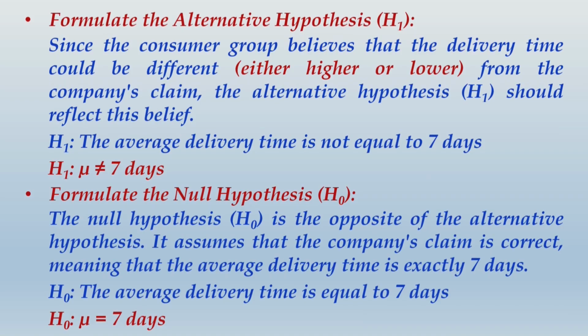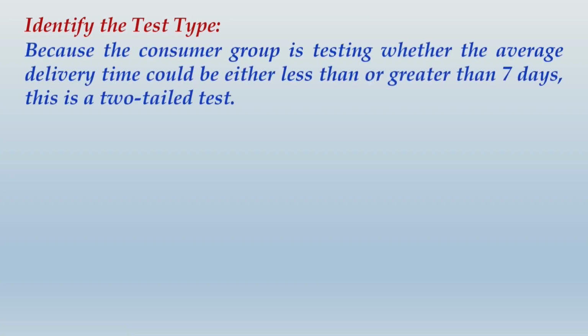Alright friends, once you have completed writing this whole thing, let us move ahead and continue further. Identify the test type. We have already talked about this. Because the consumer group is testing whether the average delivery time could be either less than or greater than 7 days, it is a two-tailed test.